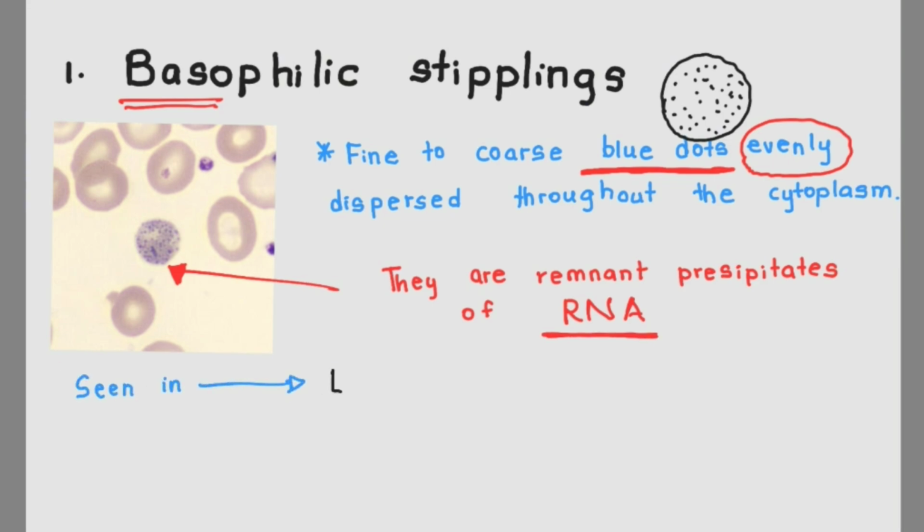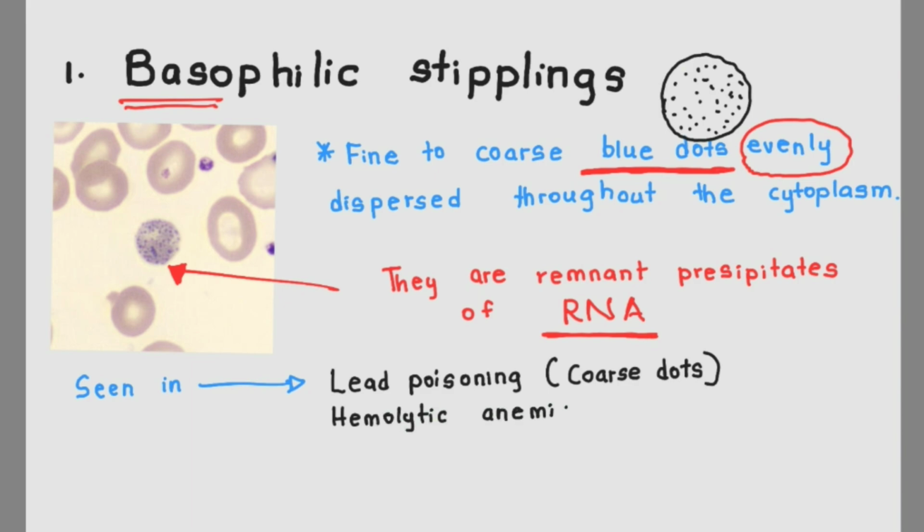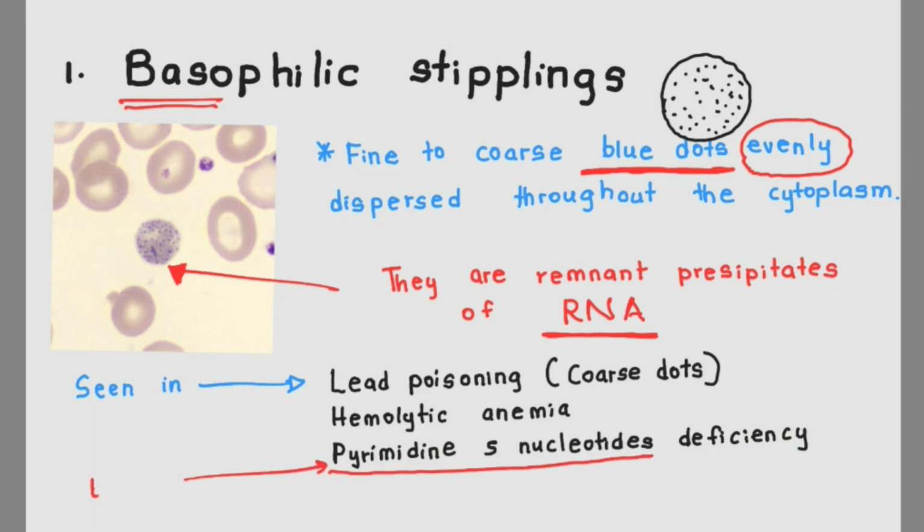We can see these kinds of cells in lead poisoning and in hemolytic anemias, and also in conditions of pyrimidine 5 nucleotidase deficiency. This is the enzyme which is responsible for the degradation of RNA. If this enzyme is deficient, then it will cause the RNA to precipitate and appear in the cytoplasm of the red blood cells.